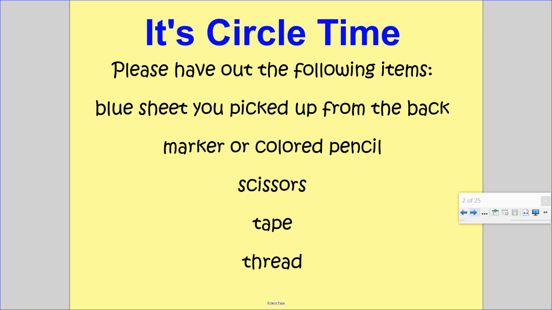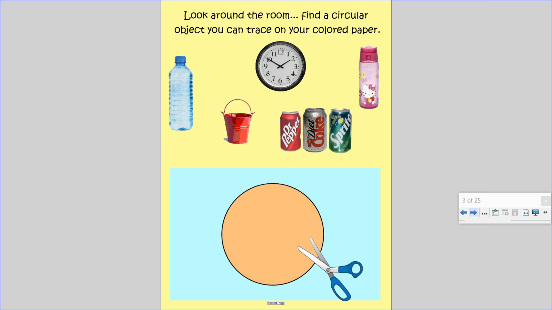All right, so it's circle time. So please have out the following items. You will need a blue sheet, a marker or color pencil, scissors, tape, and thread. So the first thing you do is you're going to look around the classroom for a circular item. It could be a clock, the base of a water bottle, the base of a soda can, or a pail.